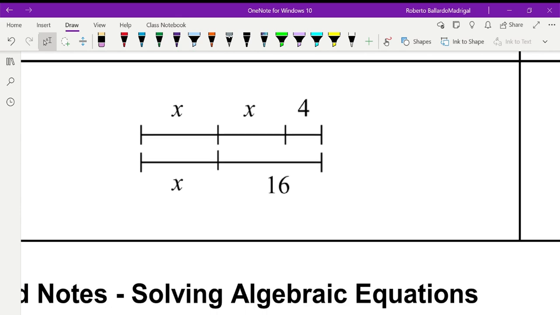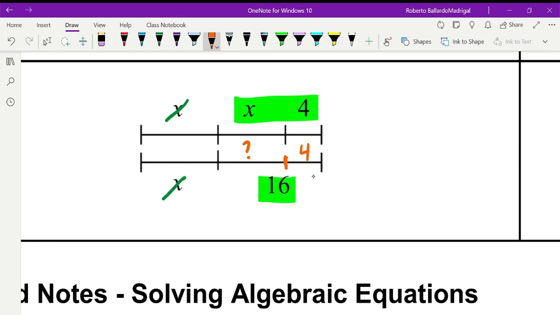Two equal size groups of x and 4 make x and 16. All right, this and this amount, since they are the same, I can cross out. So really, I just need to figure out this amount and this amount. Now, if this little piece is 4, then we can find x by just looking for the remainder. What number plus 4 is going to get you 16? What do we think? Fabian, what do you think? What number plus 4 is going to get you 16? 12. So that means that x is equal to 12.